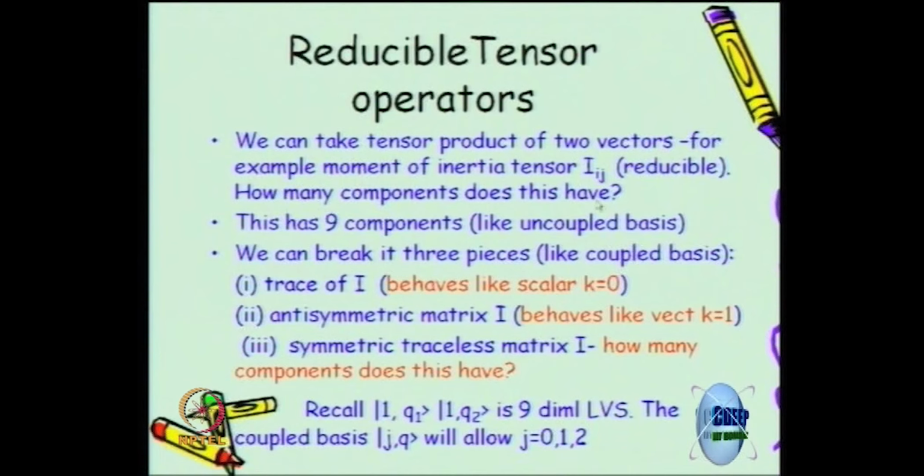But is the spirit clear how things are going? So this is the way I resolve, seeing how the rotation properties are, and each one is an irreducible tensor, and you can see that there is a lot of resemblance to taking the tensor product of states, which will give you an uncoupled state which is 9-dimensional, and you can resolve it in the coupled basis which will give 1-dimensional, 3-dimensional and 5-dimensional. 2j plus 1 is the dimension of j. Clear?